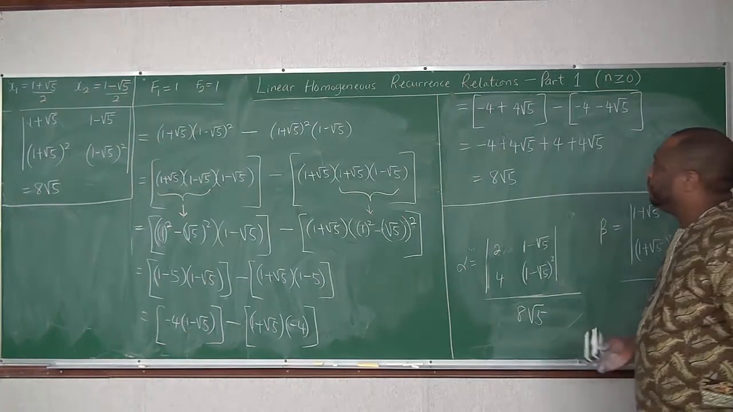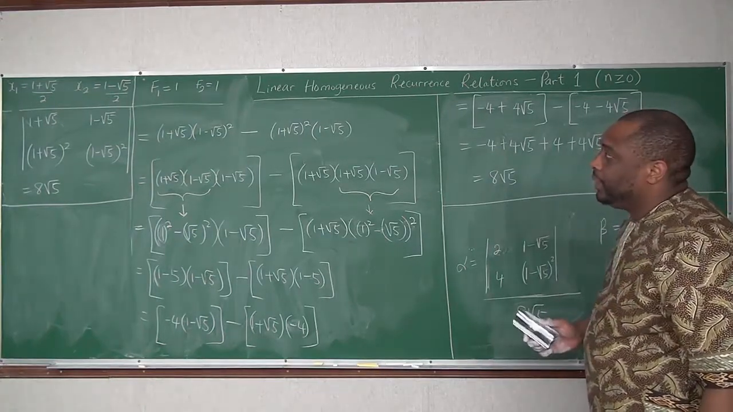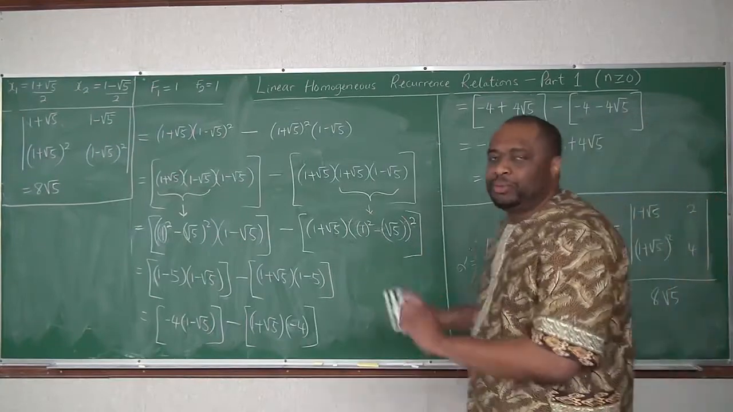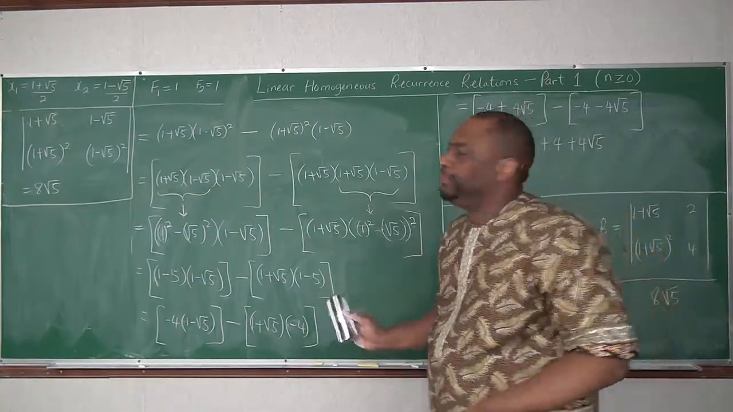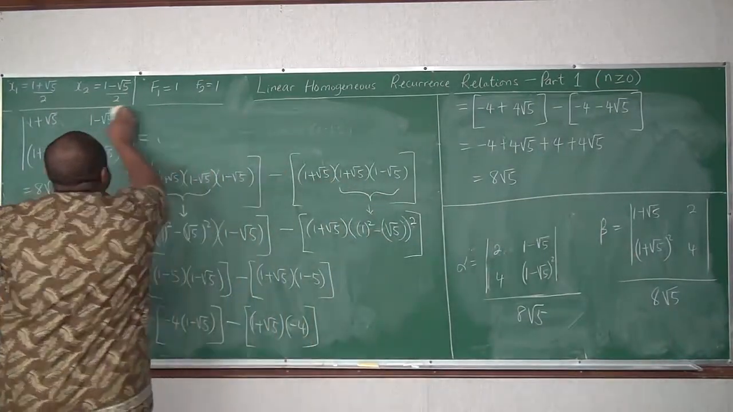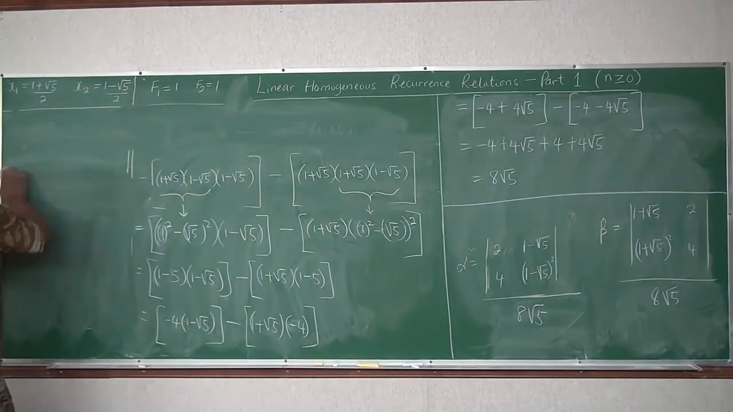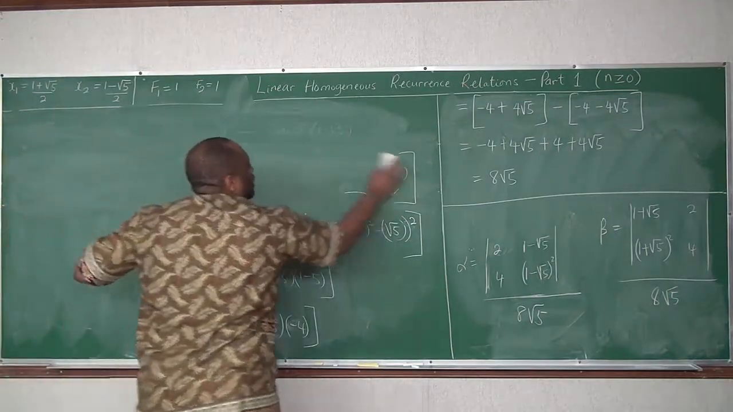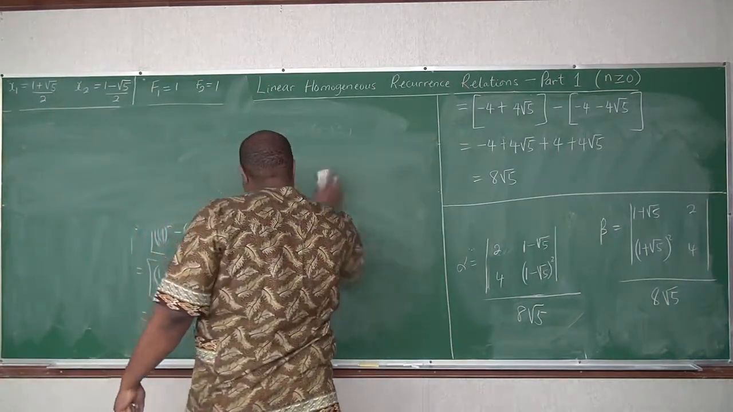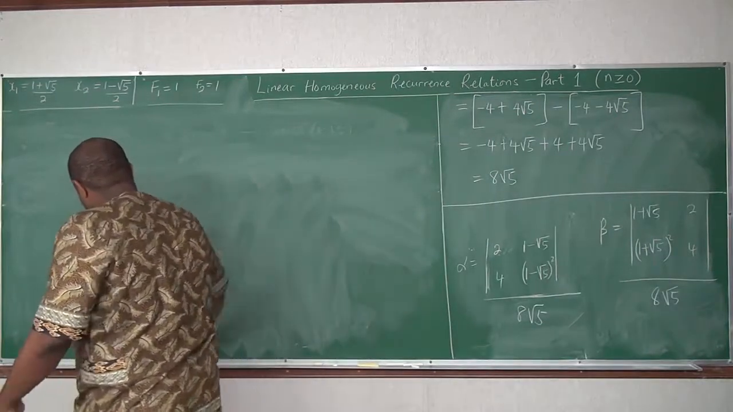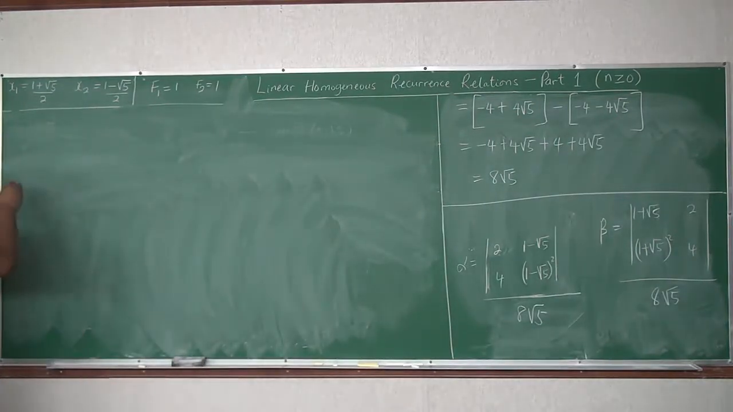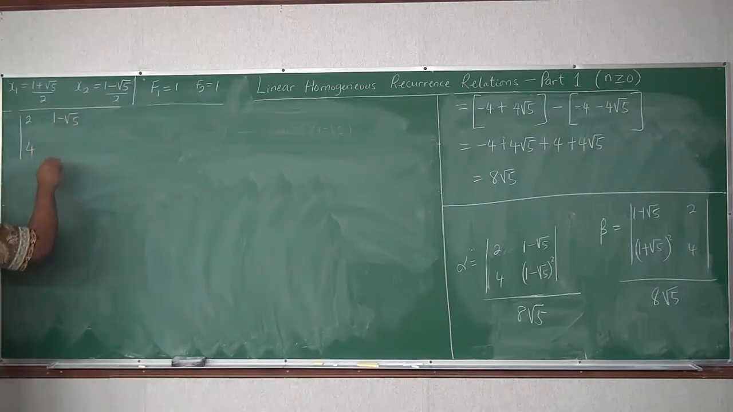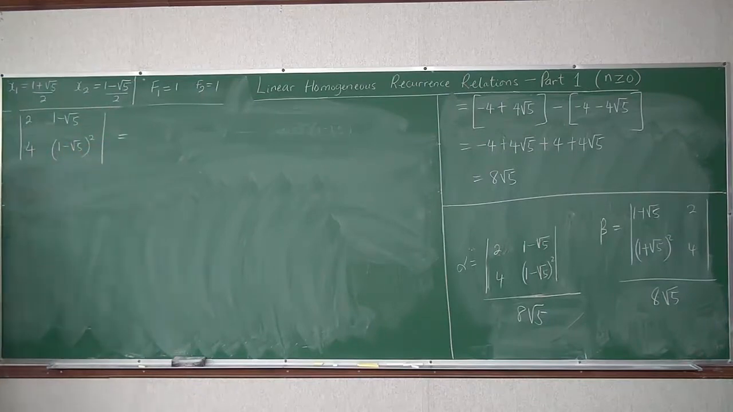Alright? Now, let's solve the numerator for the alpha. Once we get alpha and beta, we are almost done. Trust me, almost done. And then we can now check our work. So don't worry, we're almost done. Let's get the numerator for that alpha. So determinant 2, 4, here 1 minus root 5, 1 minus root 5 all squared. Okay? This will give us what?